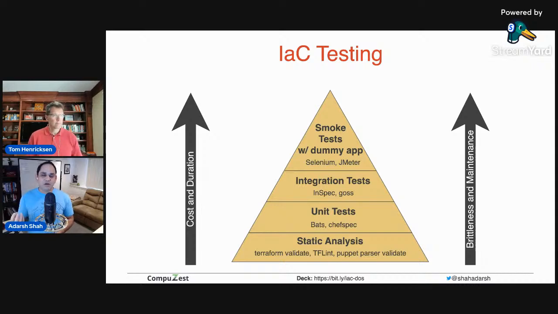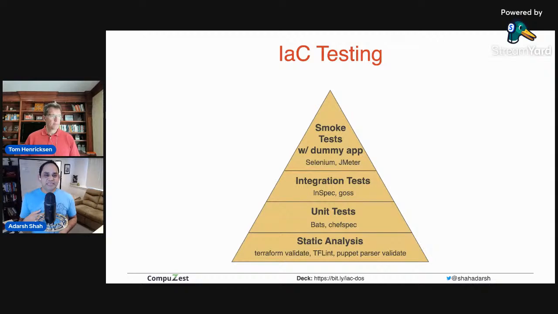As you can see at the bottom, the first one is static analysis. If you're using tools like Terraform, you can use Terraform Validate or TFLint. Or if you're using Puppet, you have Puppet Parser Validate. These are usually available. Most of the tools have some kind of validation that is quick and easy to run. So you can easily hook it up with your IDE if you use one, or run it locally before you create a pull request. The next one up the chain is unit testing.